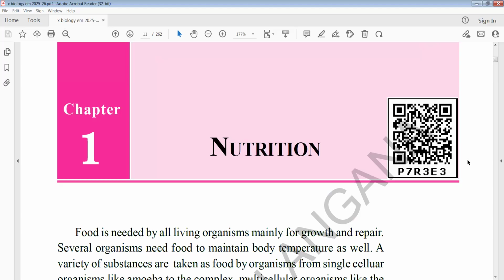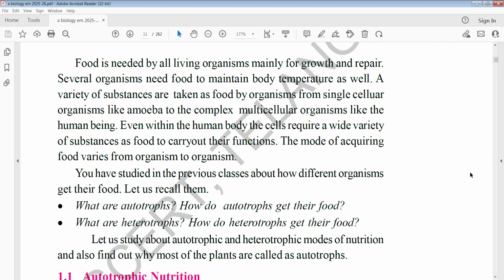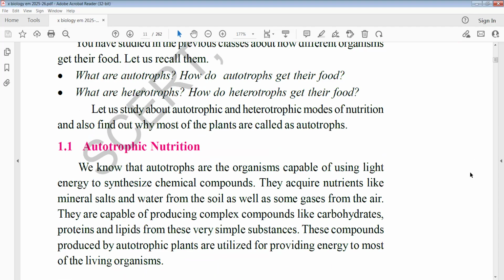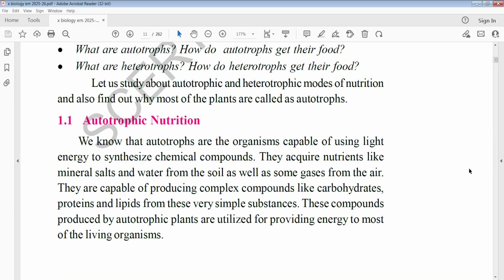Nutrition is nothing but the procurement of nutrients, or the gathering of nutrients, and it is called nutrition. It is the most important life process among all living organisms. Generally in nutrition, as we studied in lower classes, there are two types: autotrophic nutrition and heterotrophic nutrition. Here in autotrophic nutrition, auto means self, and trophic means food.